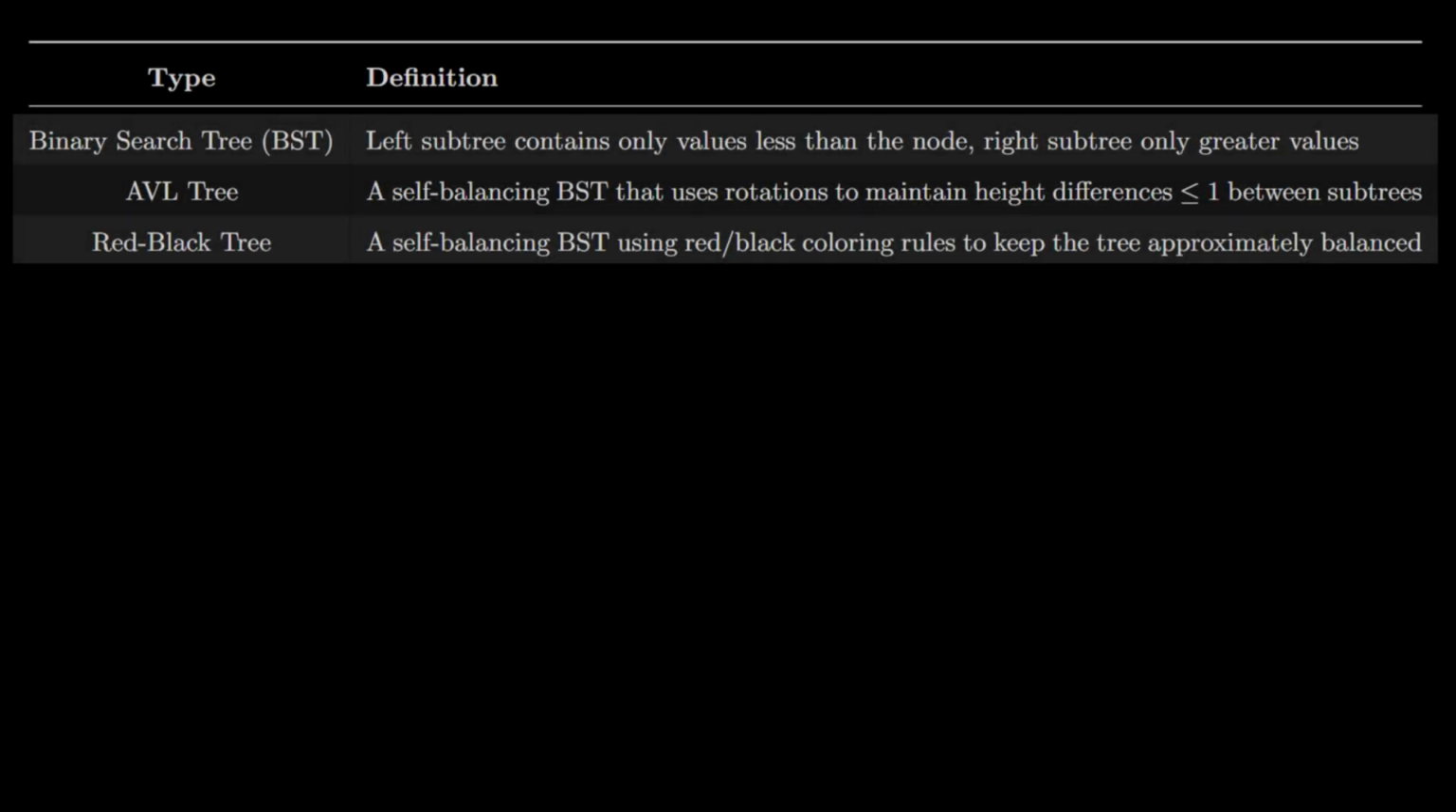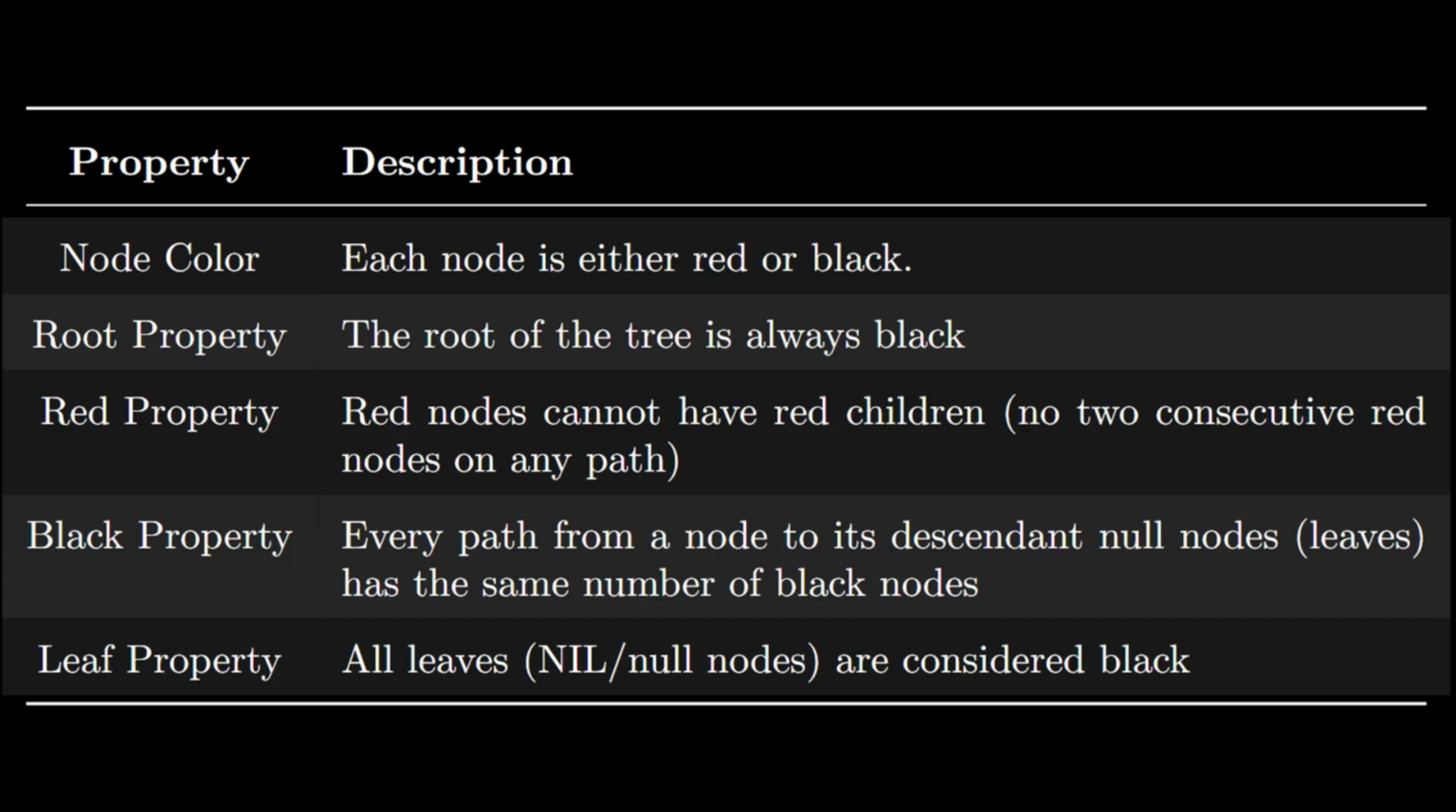A red-black tree is another example of a self-balancing binary search tree, and it uses red and black coloring rules to keep the tree approximately balanced at all times. Every node is colored either red or black, and the root node is always black. Red nodes cannot have red children, but black nodes can have black children.